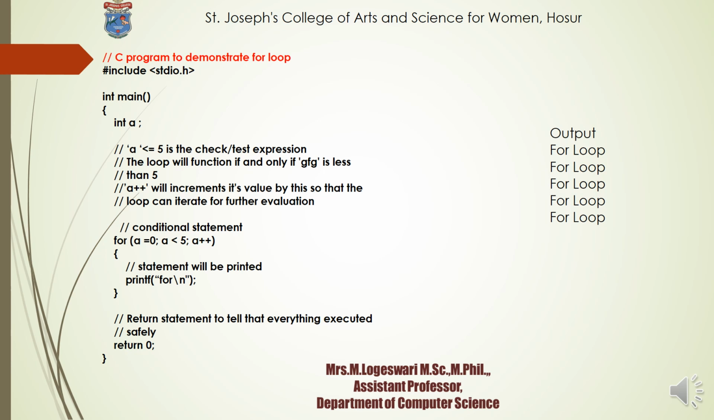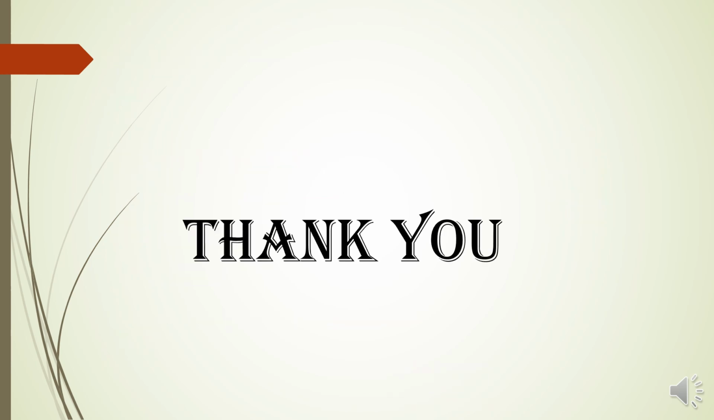When the value of a is 5, 5 less than 5 is false, so it automatically skips out of the for loop. Thank you.